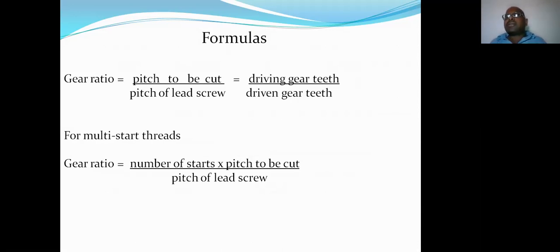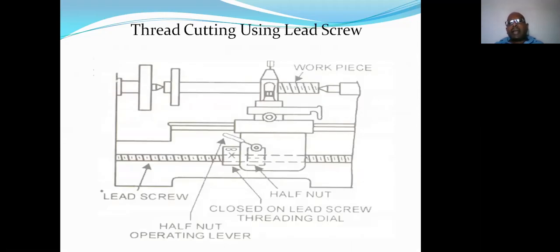What is a multi-start thread? For one rotation of the job, if two threads are produced, then it is a double thread. Suppose the job rotates one rotation and three threads are produced on that particular component, then it is called a triple pitch, or a three-start thread. Okay. So that is the difference between the single-start thread and multi-start threads. So this is the mechanism of how to produce thread cutting by using a lead screw.